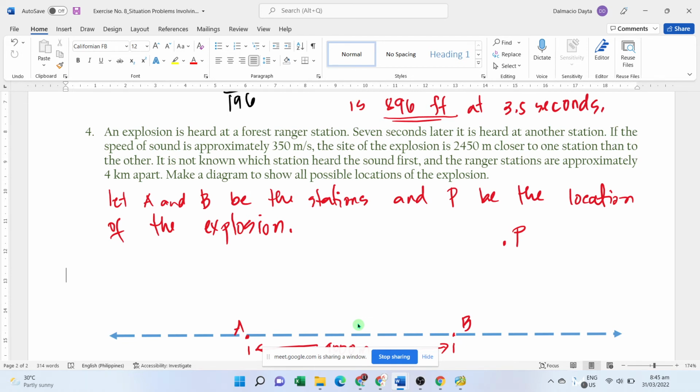It does not mention whether... so this distance and this distance is what the sound traveled. How was it heard? First heard at B, that is our assumption. 7 seconds later, it was heard at another station.